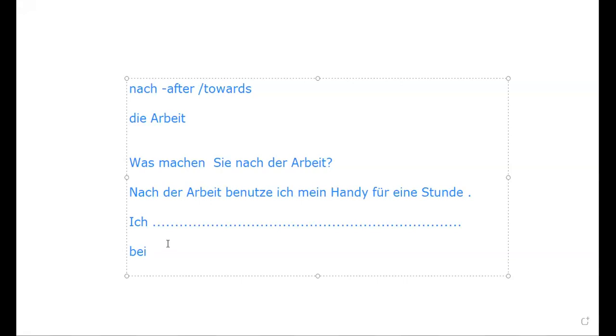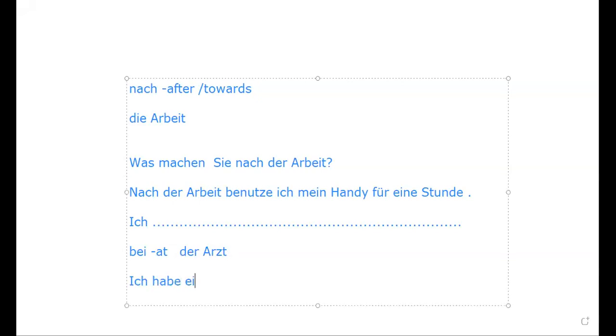Okay, bei is nothing but like at. So: I have an appointment at the doctor. Okay, der Arzt, the doctor. Ich habe, I have. Ich habe einen Termin. Termin means appointment. Where do I have an appointment? Bei. Bei is a dedicated dative preposition.